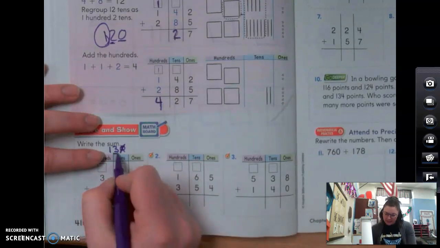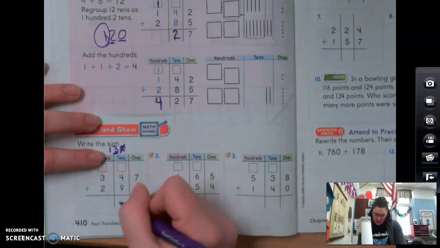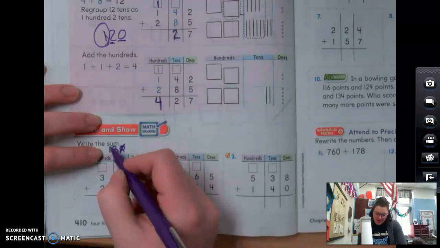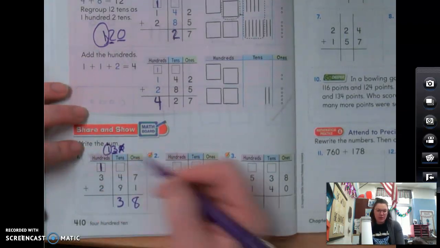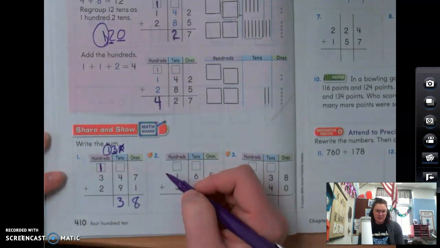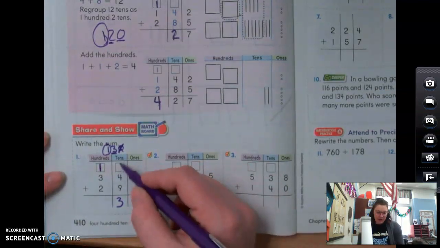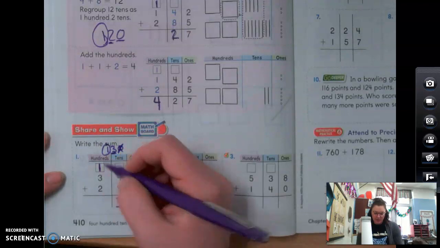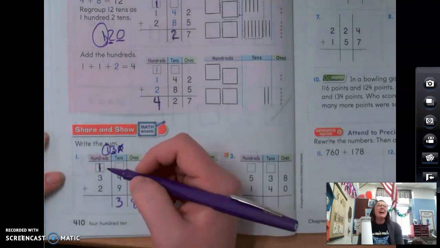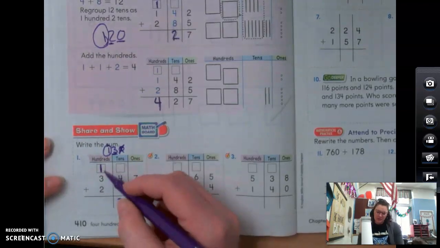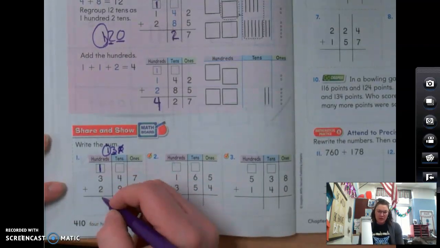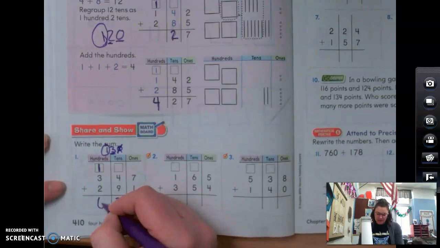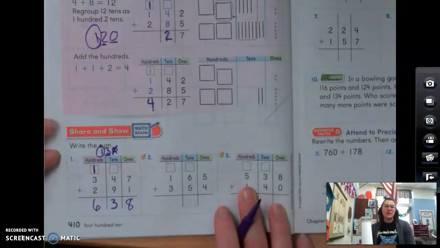So there's 13. This goes in the tens place because that's the 3. And then this 1 is 100. So it comes right over here in the hundreds place. Don't put it in this box up here. It's not a 10 anymore. It's 100. It got regrouped to 10 tens makes 100. So 1 plus 3 plus 2 equals, the answer is 638.